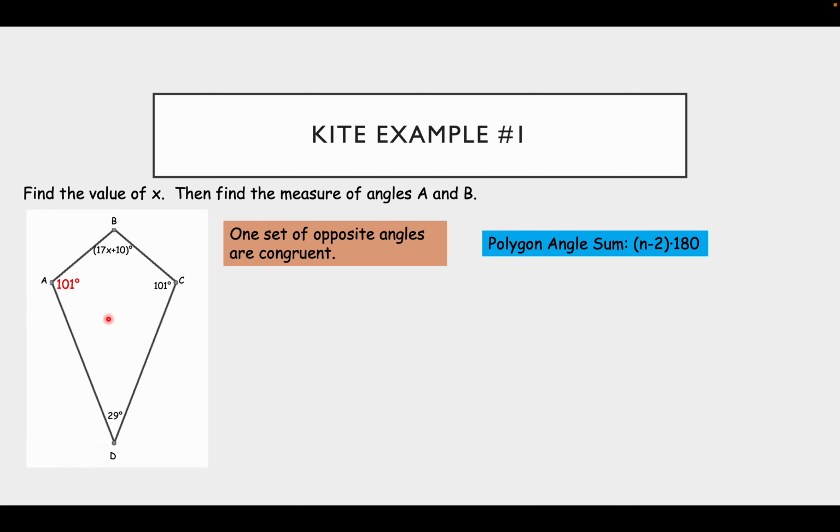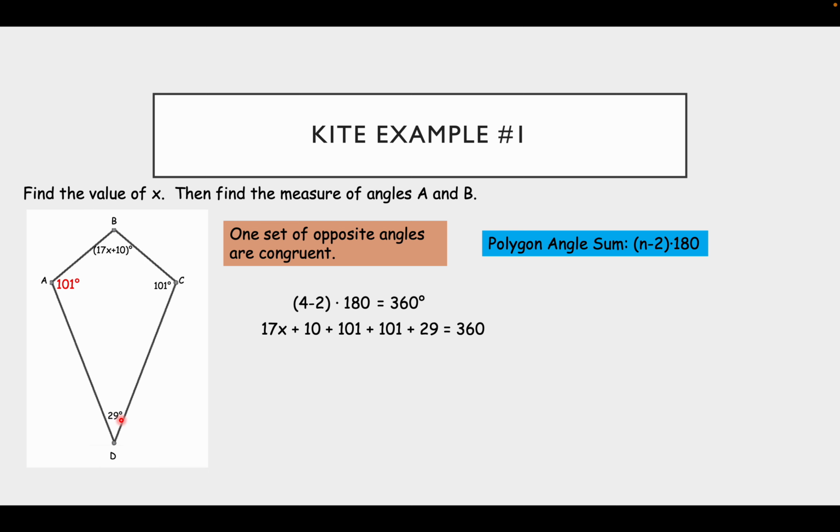The next thing I need to remember is the polygon angle sum theorem. This is a four-sided figure, so we can figure out what all the angles are going to add up to by plugging in a 4 for n times 180, we get 360. So if we add all of the angles, we add 17x plus 10 plus 101 plus 101 plus this 29, it's going to equal 360.